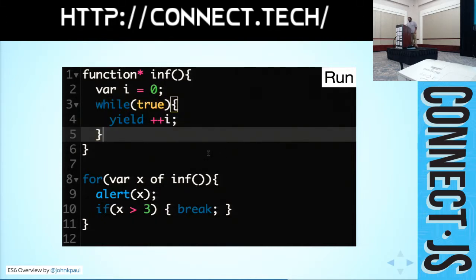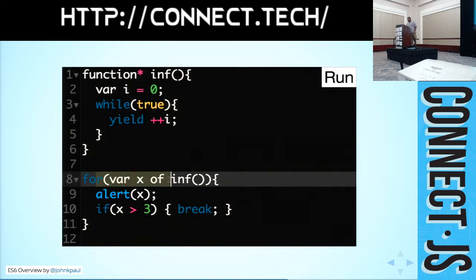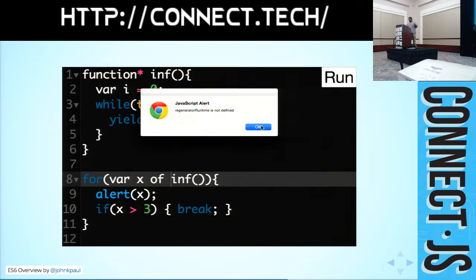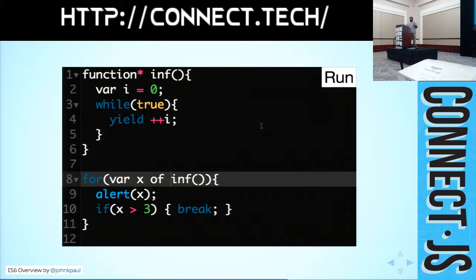Whereas using this new for-of syntax to walk through iterators created by generators, you can, or not, we'll get back to that later. You can actually walk through, and every time you hit a yield statement, the generator function invocation pauses and returns control to the caller.